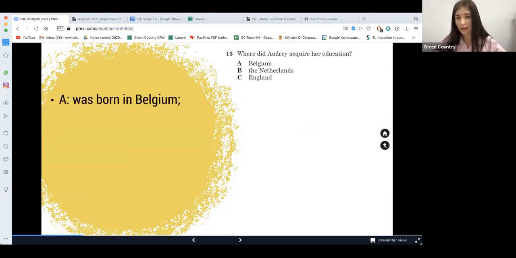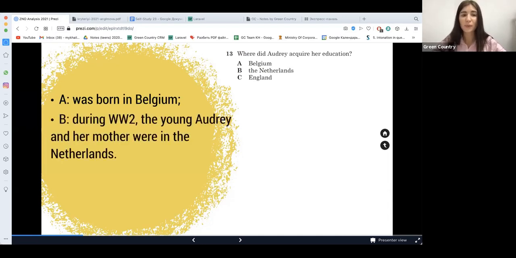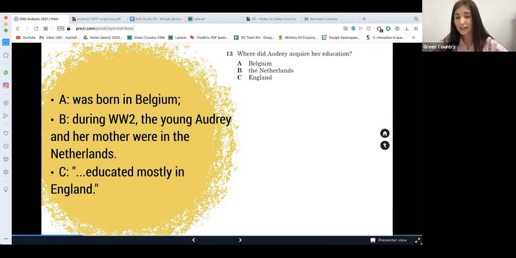For option A, Belgium cannot be correct because she was born there. They didn't mention that she studied. B, during World War II, the young Audrey and her mother were in the Netherlands. So also, we didn't know whether she studied there or not. And option C, educated mostly in England. While you're predicting the correct answer, you can also get help from your prediction. We predicted the words to get education, to study, and we just forgot about the word educate, actually. So the correct option here is England, because it's stated very clearly she was educated mostly there.